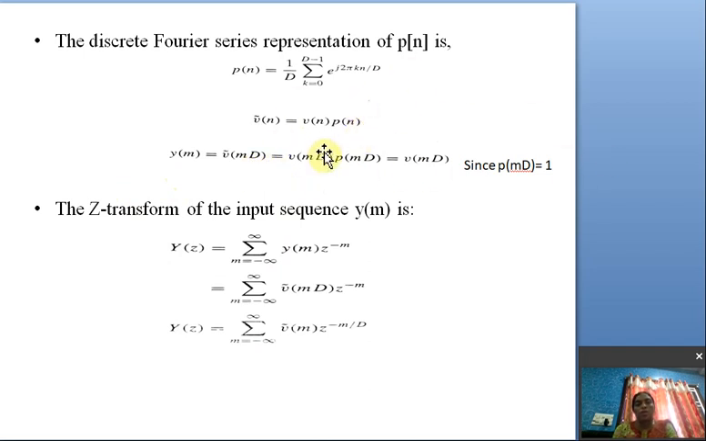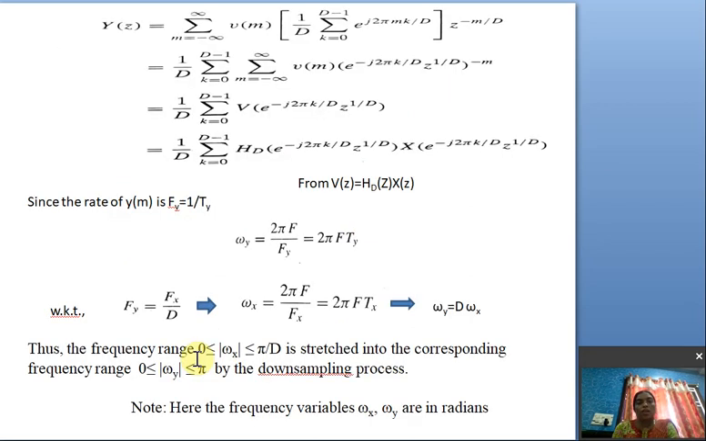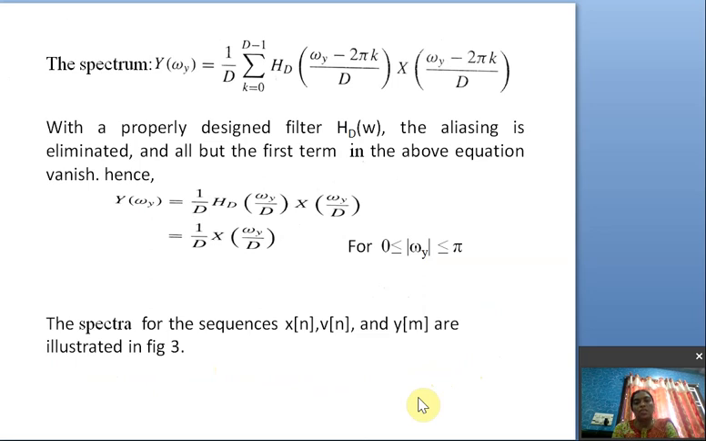Based on this, just apply the z transform of the sequence y of m. So now you can get y of z: substitute y of z is equal to summation y of n into z power minus m, substitute y of n and then simplify, then you can get the output like this. If you observe here, omega y is equal to 2 pi f by Fy, which is equal to D into omega x. Okay, so in this way you can downsample the signal.